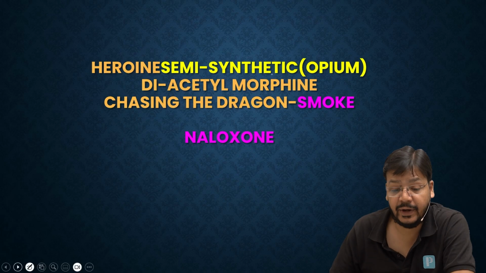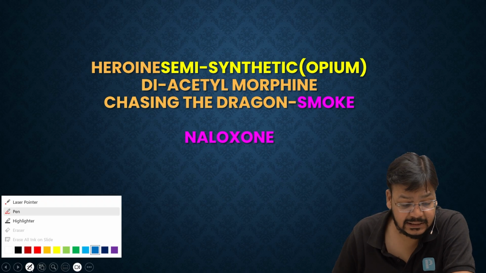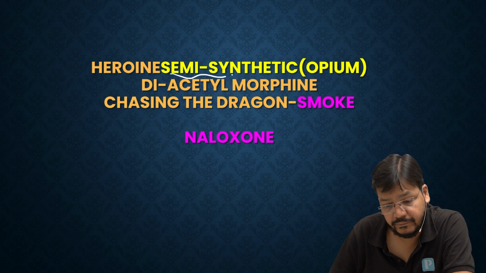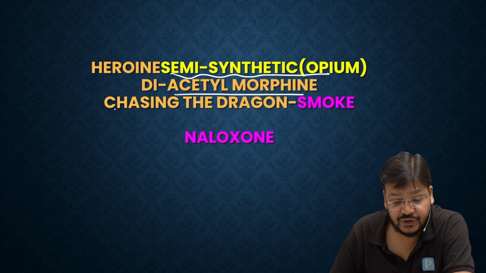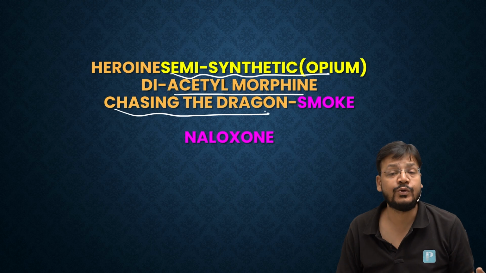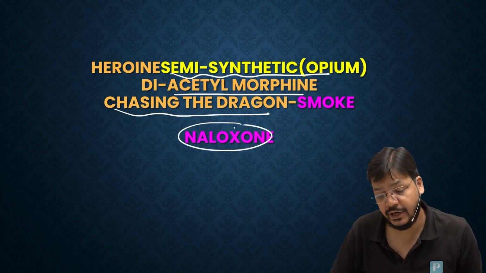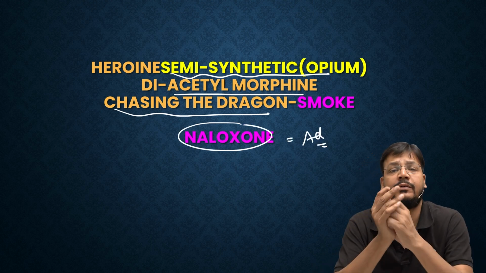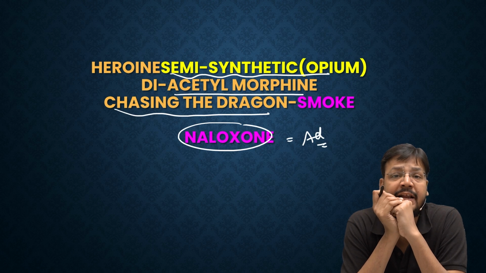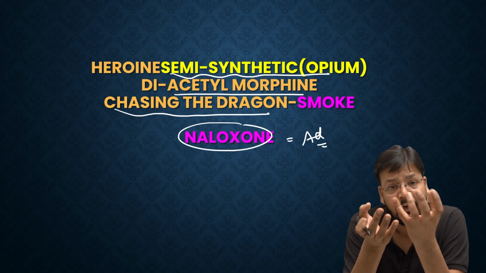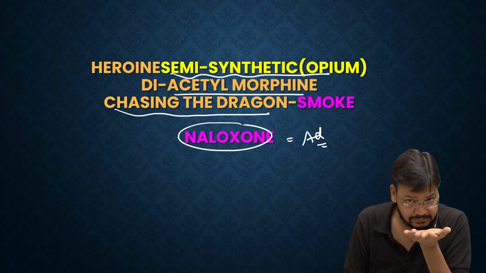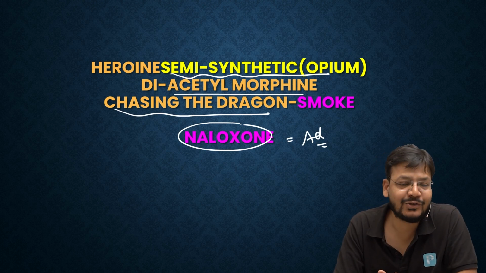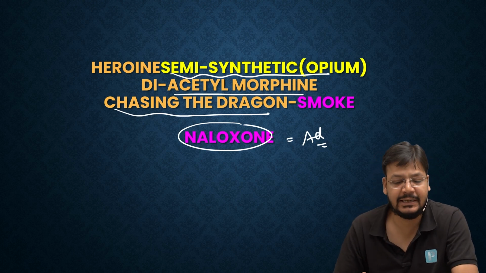Now you can see heroin is a semi-synthetic product of opium. The chemical name of heroin is diacetylmorphine. The term chasing the dragon is used for smoking heroin over aluminum foil. The antidote of heroin is naloxone, because heroin is an opium product.